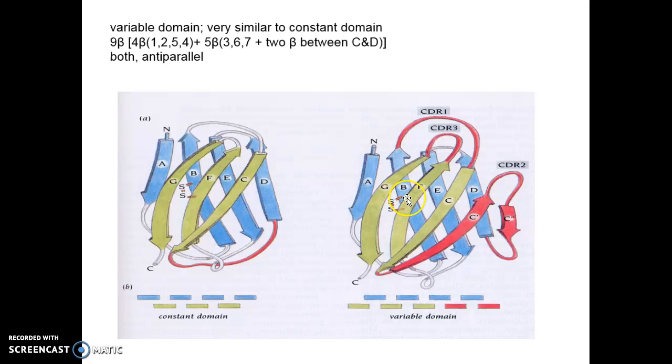A disulfide bond bridges strand B in one sheet with strand F in the other sheet in both the constant and variable domains. In B at the bottom, you can see the beta strands viewed end-on, illustrating that one beta sheet has the same 4 strands in the 2 domains, in blue.